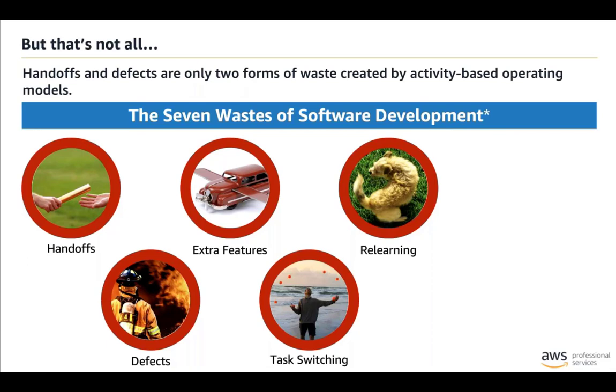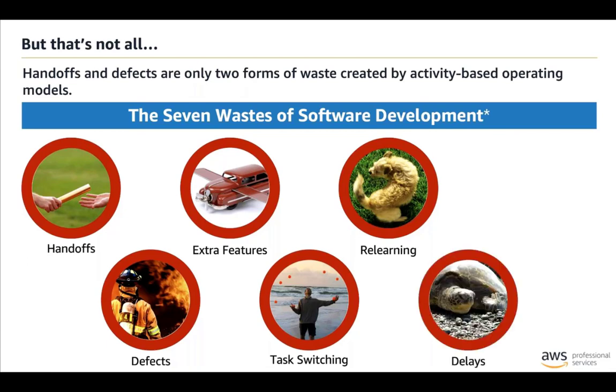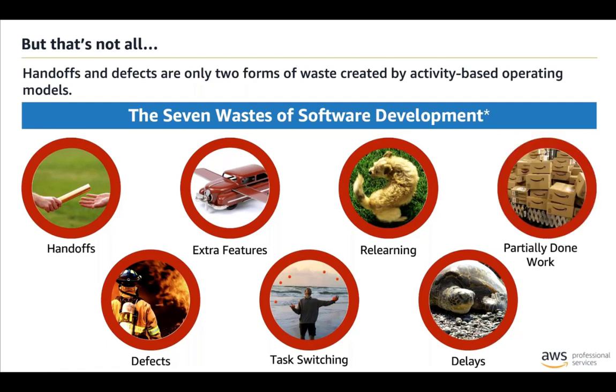Delays. Most, if not all, of these forms of waste cause delays, another form of waste. And finally, partially done work. In organizations where projects are the primary means of delivery, resources are typically allocated to multiple projects. This drives up task switching for individuals, but it also drives up large amounts of partially done work. This is also known as work in progress throughout the organization. In other words, many things are started, but few are finished.